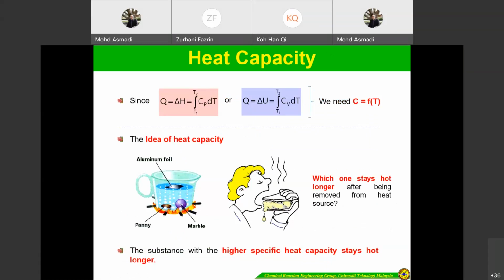If we compare marble and penny, which one is going to be shorter? Marble. Penny is much longer, but aluminium foil is still longer. Okay, that one.